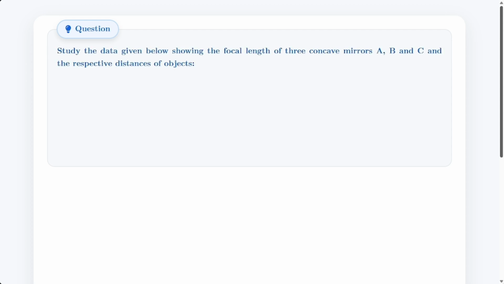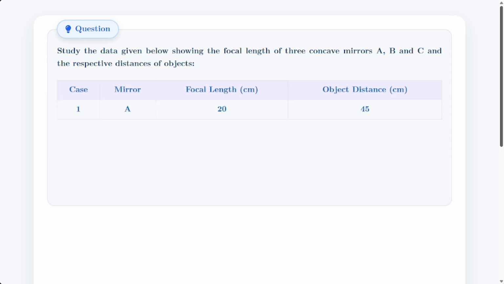Let's analyze this physics question regarding concave mirrors. Look at the table showing focal length and object distance for three mirrors. Case 1, focal length 20, object distance 45. Case 2, focal length 15, object distance 30. Case 3, focal length 30, object distance 20.